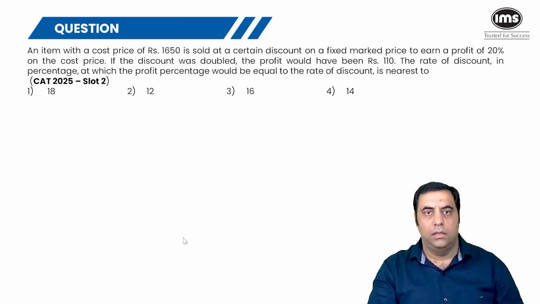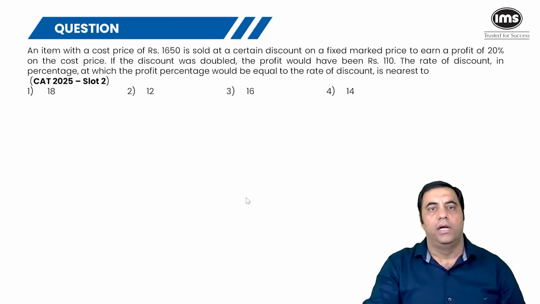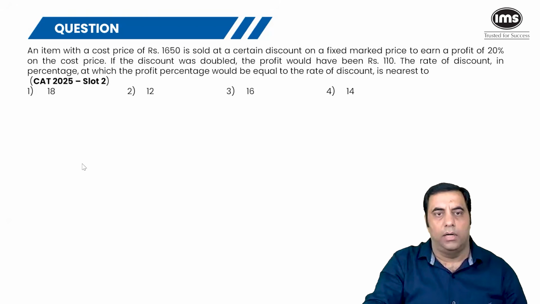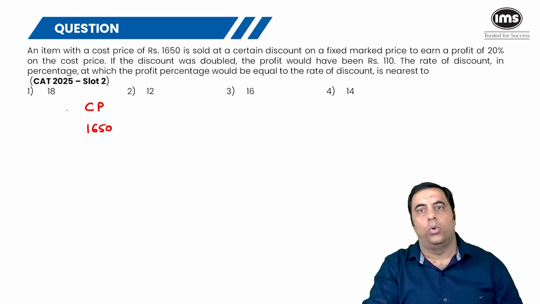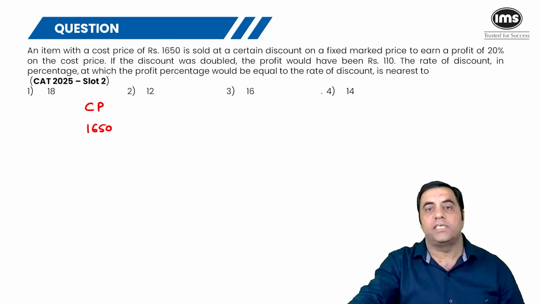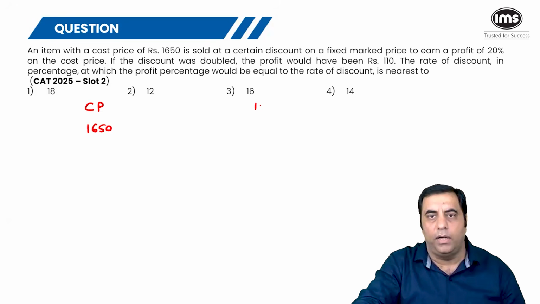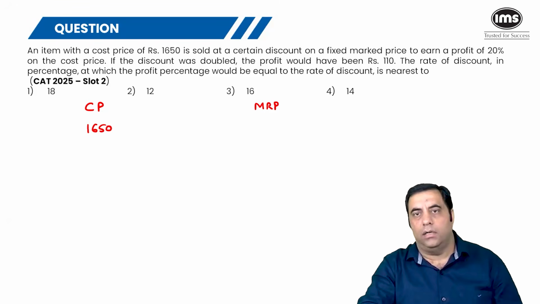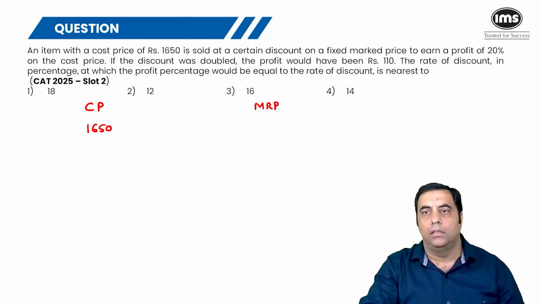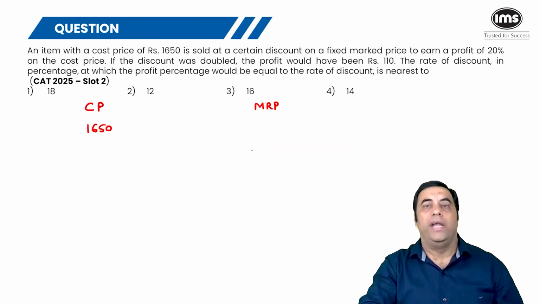Very important question. It talks about the cost price, which is 1650. It is sold at a certain discount on the fixed MRP. Now, I don't know what the MRP is, but let's say this is the fixed MRP and it was given a certain fixed discount on that. And the profit earned is 20%.